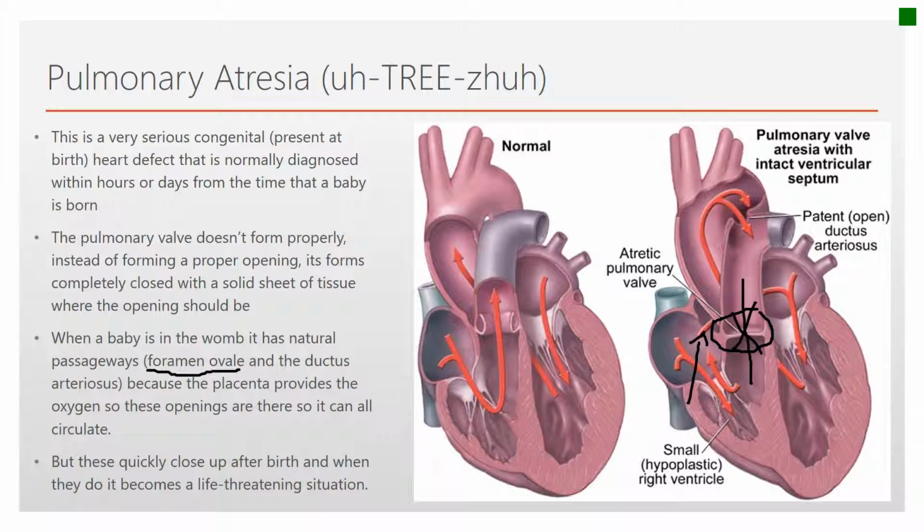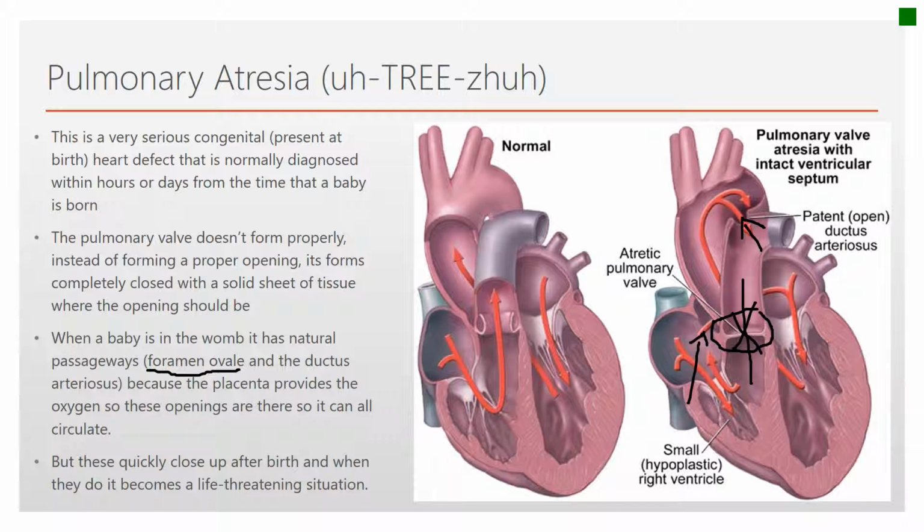It is actually a hole in the septum of the heart which opens up the two atria to each other. And then another natural passageway in the fetus's heart is the ductus arteriosus, and it is pointed out right here, but I'll just point it out again. It's an opening between the aorta and the pulmonary artery. So when a baby is in the womb, the mother's placenta provides the oxygen and the baby doesn't have lung function. So these natural openings allow more of the blood to bypass the baby's lungs until birth.